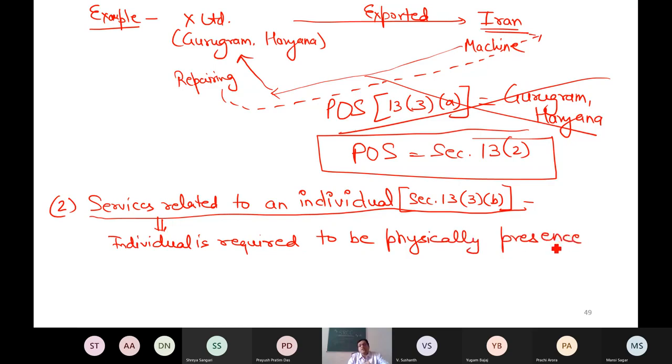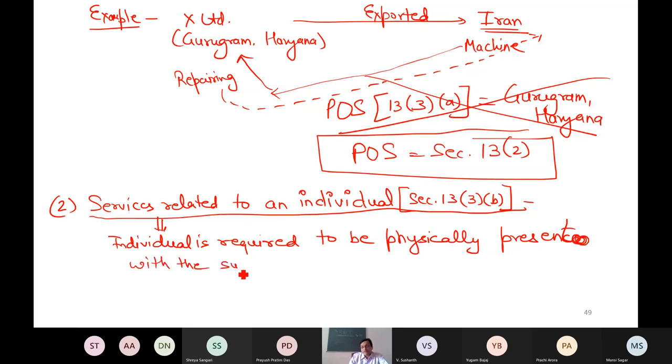Just because the individual is on a laptop, like I'm at a laptop, so I cannot be made physically available. So my case cannot be covered here. I am providing teaching services. You are not physically available in front of me. So this clause cannot be applied in this case. So the individual is required to be physically present with the supplier.